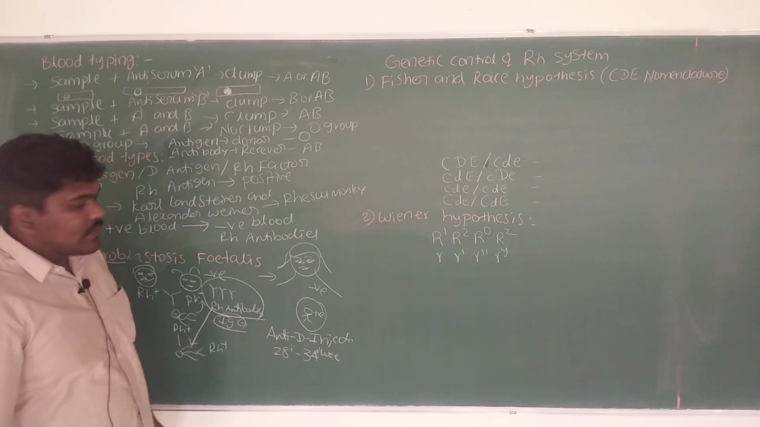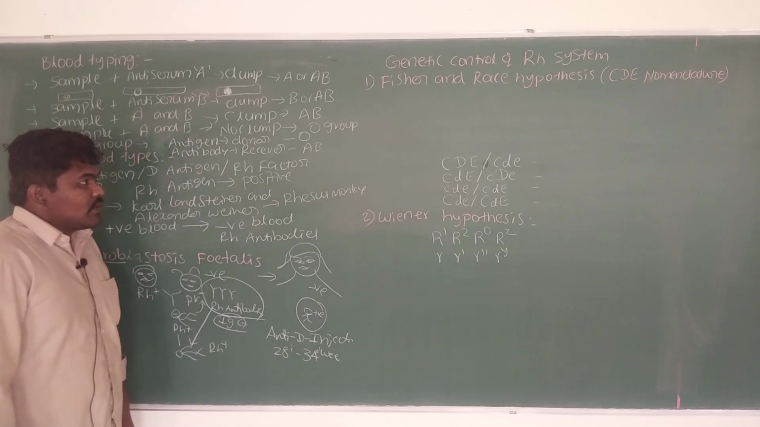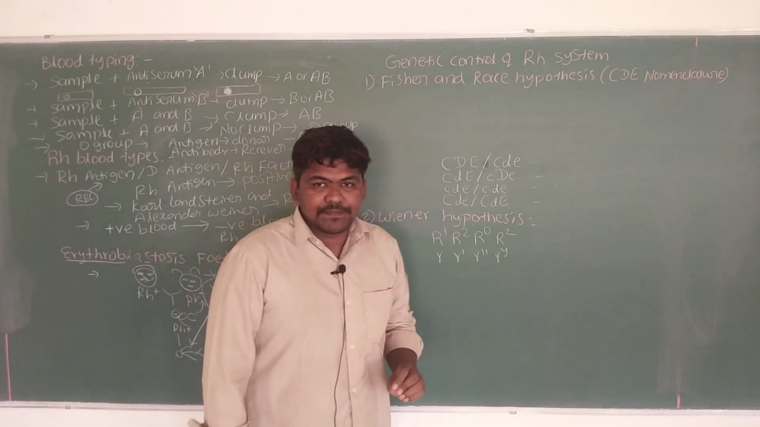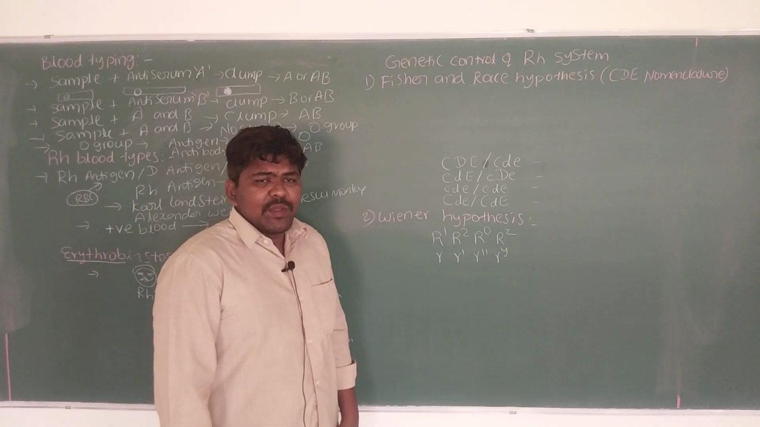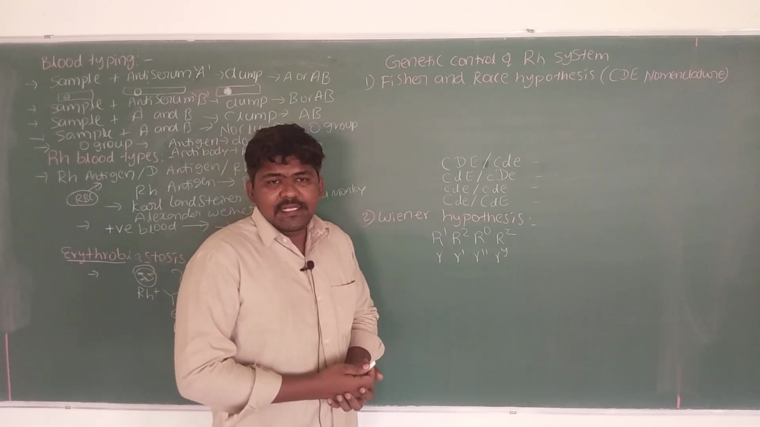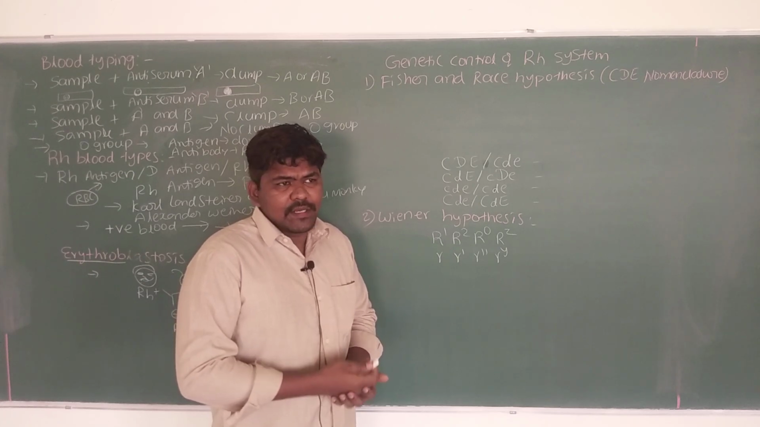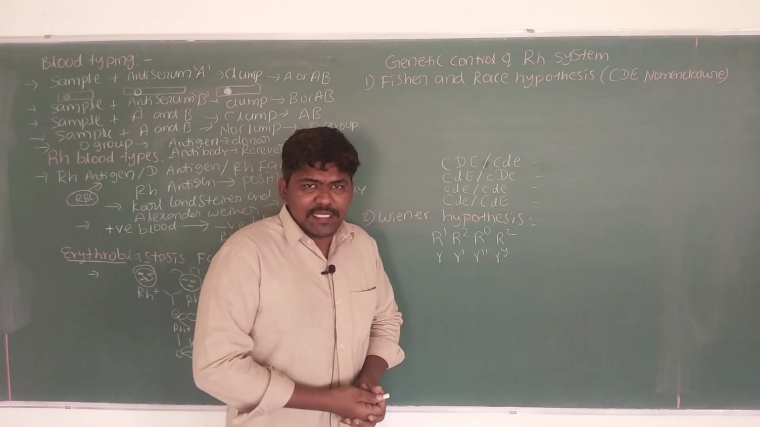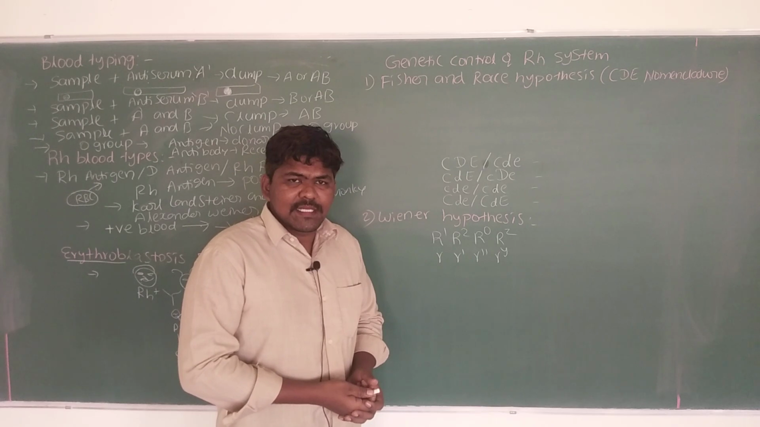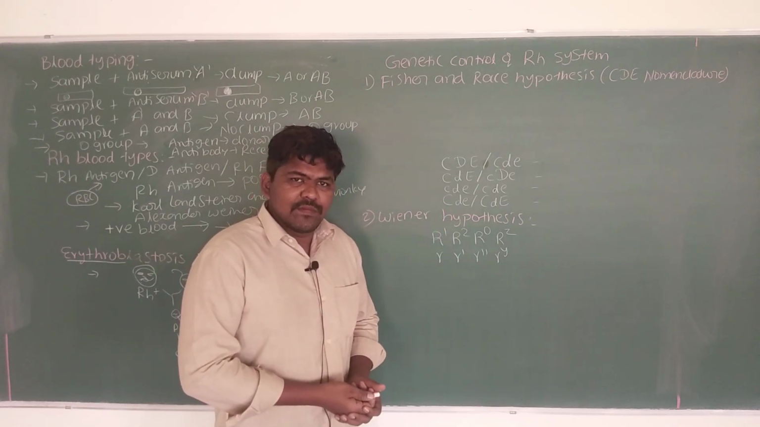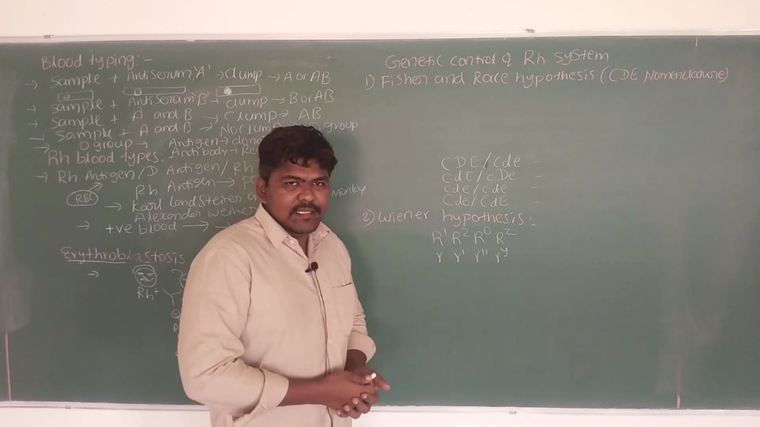After completion of erythroblastosis fetalis, we have to discuss the genetic control of the Rh system. We already know that ABO blood groups are controlled by the I gene, which has 3 alleles, that are IA, IB and IO, and there is a possibility of formation of 6 genotypes. We discussed all that in the previous class. If you have not seen the previous class of my YouTube video, see it first, and after that you should see this one.